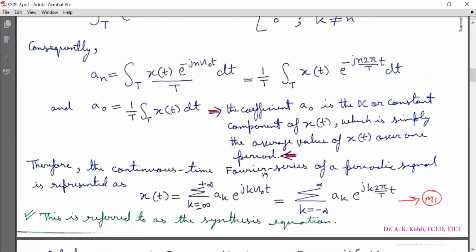Therefore, the continuous time Fourier series of a periodic signal is represented as x(t) is equal to summation k running from minus infinity to infinity a_k e raised to power j k omega naught t, and that is further equal to summation k running from minus infinity to infinity a_k e raised to power j k 2 pi by capital T into t, marked as equation M1. Now this equation M1 is referred to as the synthesis equation. This is very important.